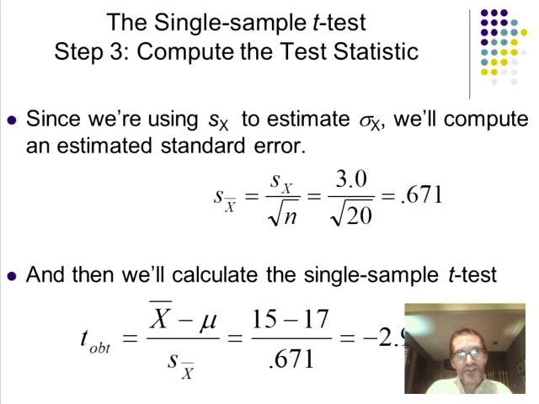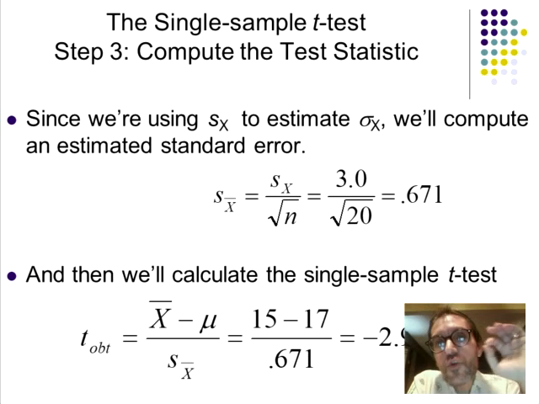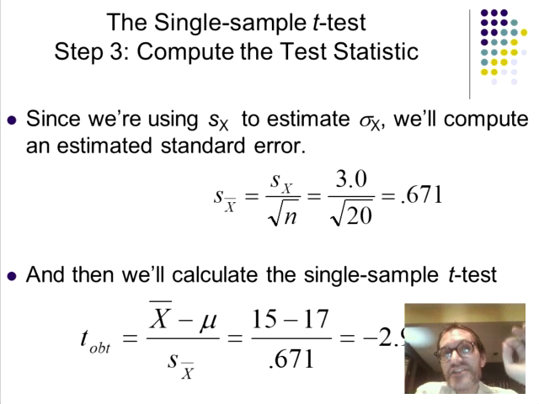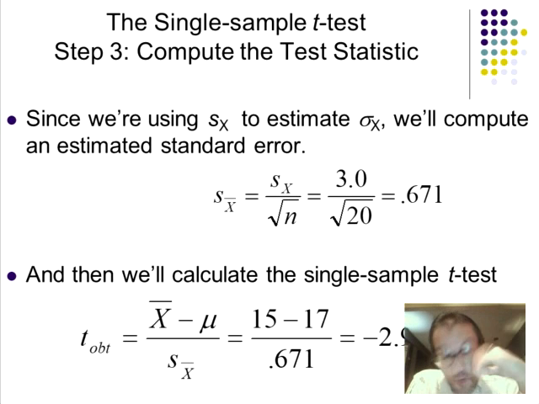And so here's what's going to happen. Because we're using our sample standard deviation to estimate that sigma, we're going to calculate an estimated standard error. Just like I said before, I wish I could have a standard error. I would prefer to have a standard error. I just don't have the information necessary to create a standard error, so I'll do the best thing I can given the limitations of my numbers. I will make an estimated standard error.